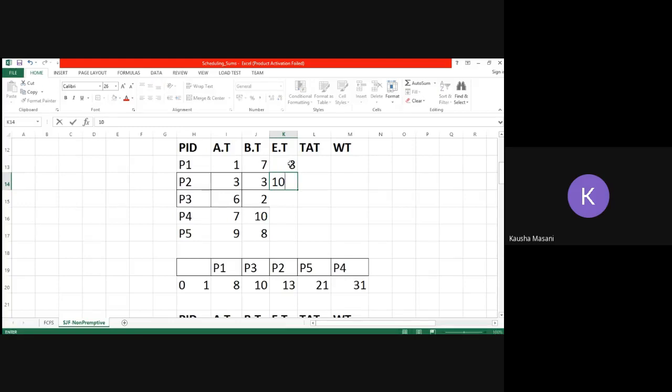Now calculate the turnaround time. 7 for P1. 10 for P2. 4 for P3. 24 for P4. And for P5, 12. Yes.